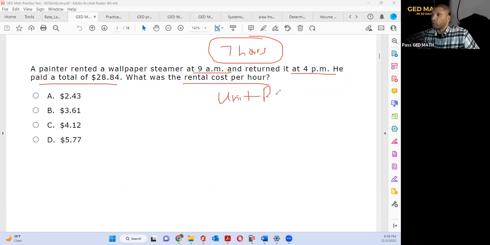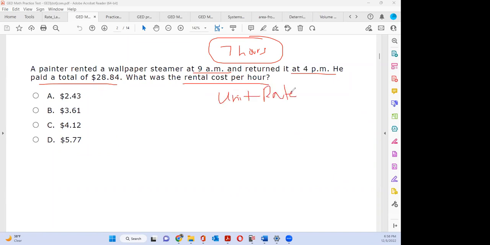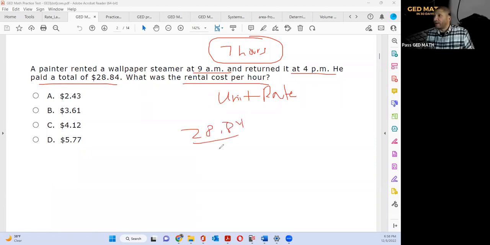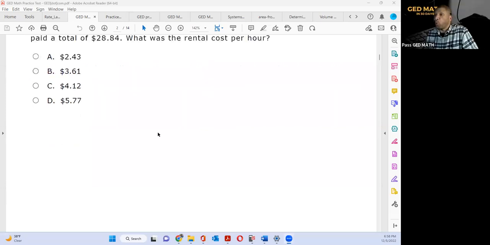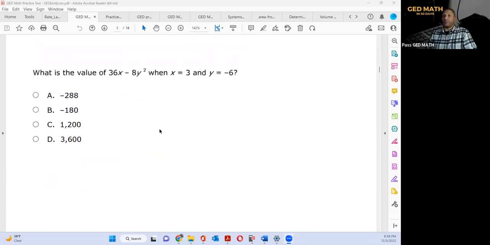This is a unit rate problem. You will always have a unit rate problem. 28.84 divided by 7. So you know it's 4 something, because 28 divided by 7 is 4. You see the 4, and the only one is 4.12. I'm done. That's a 32nd problem. No matter what problem, identify the given and tell me what they want to know.